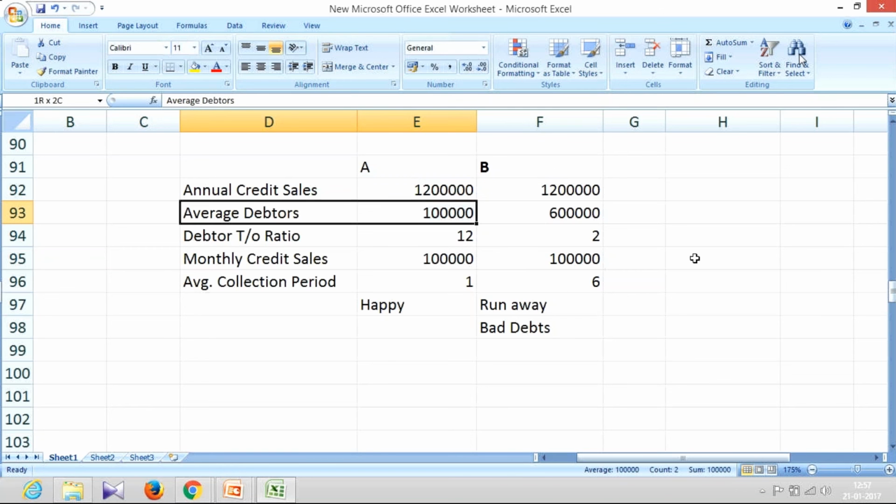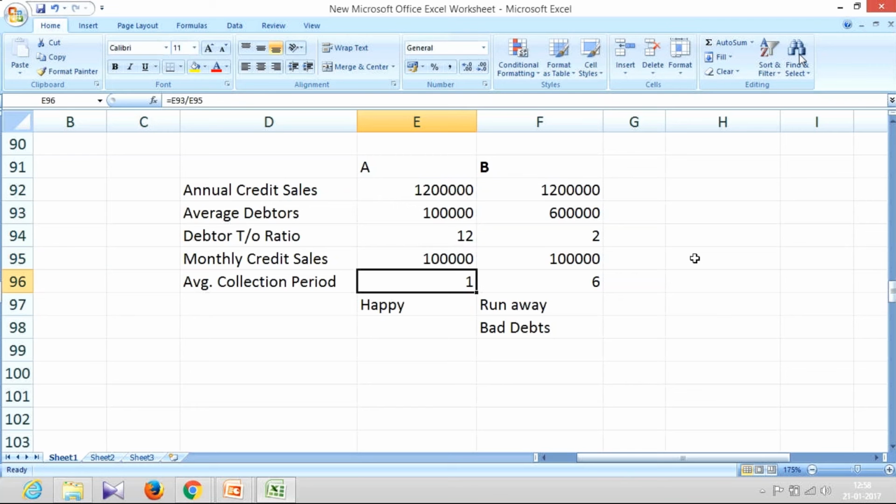So how did I get this? It is simple. I've taken average debtors and divided by monthly credit sales. Whereas here, if my monthly sales is 1 lakh and my debtors is 6 lakh, it means my debtors are equivalent to 6 months of my sales. It means 6 lakh by 1 lakh, I have 6 months as collection period. That's why bankers are going to run away, because they would fear that there will be bad debts. Is that fine?